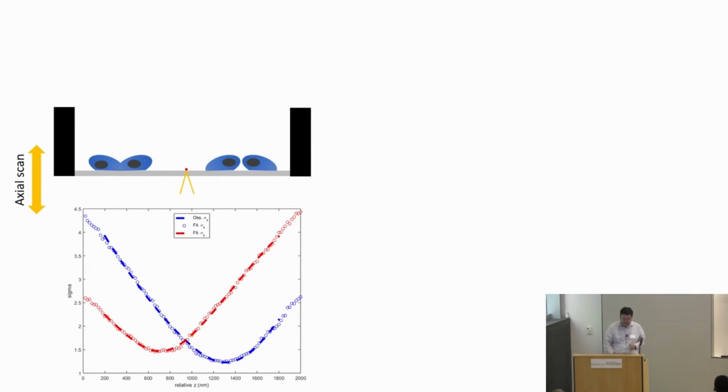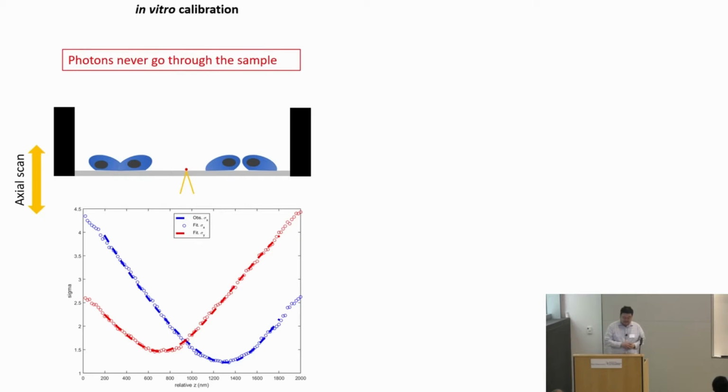This method actually has some caveats. The photons emitted from your calibration samples, for example the bead, never go through your sample, no matter what you put on top of the cover slip. You can put tissue down there, you can put cells down there. The photons go directly to the objective. It's not affected by your sample.